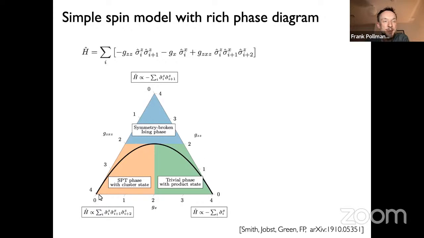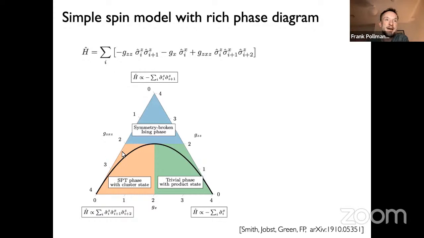If we look at the bottom part of this triangle, this is exactly the line that I showed on the slide before, where we have on the left-hand side just the cluster state. On the right-hand side, we have just a simple paramagnet. And along this line, we have a phase transition. And now I add another axis to it by having a simple ferromagnet. So this is just an Ising ferromagnet.